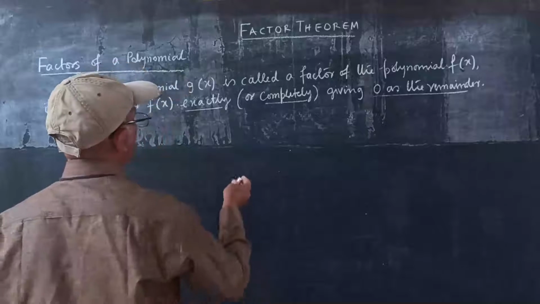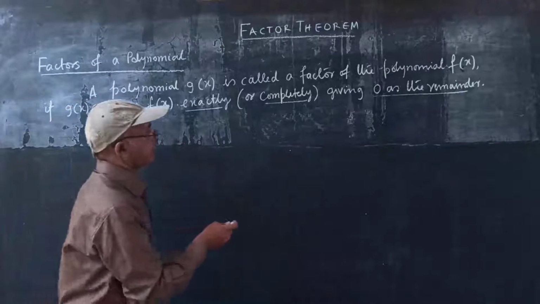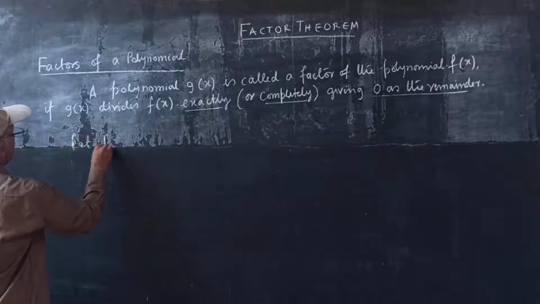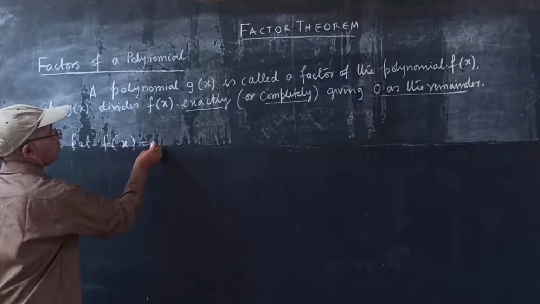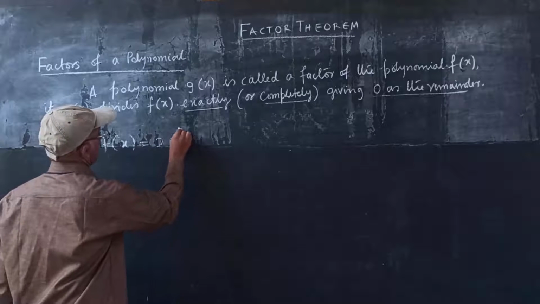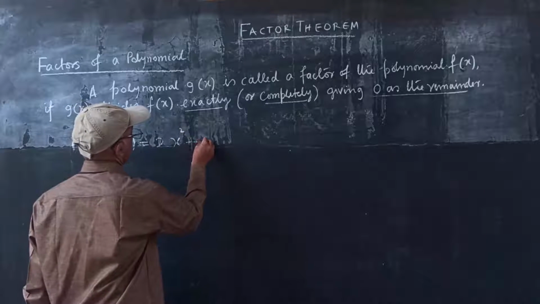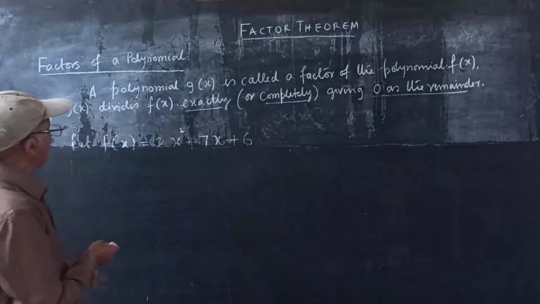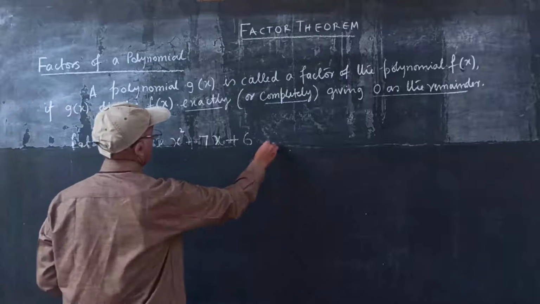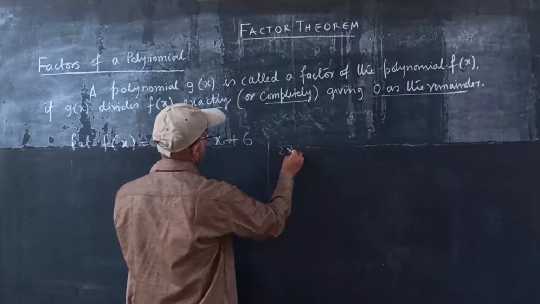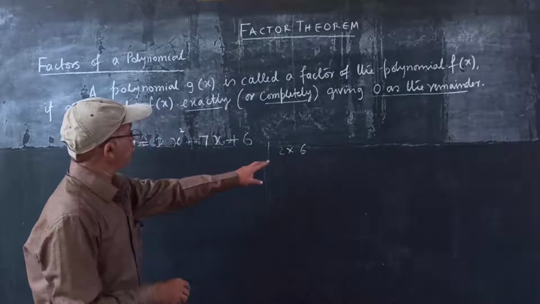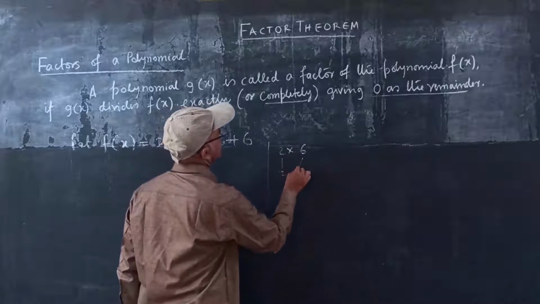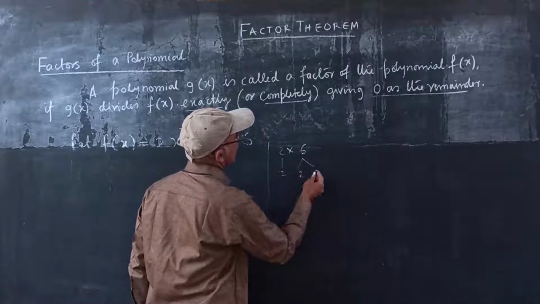Now we shall take an example. Let f(x) is equal to 2x square plus 7x plus 6. Now we shall factorize this expression. 2 into 6: with 2 and 6, we can't get 7. We shall split this 6, 3 times 4 is 12.